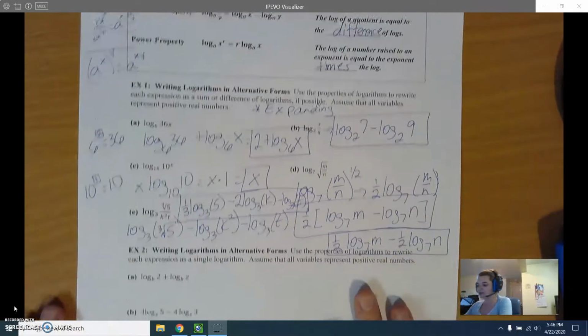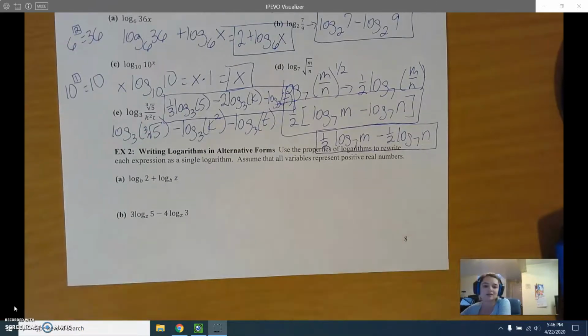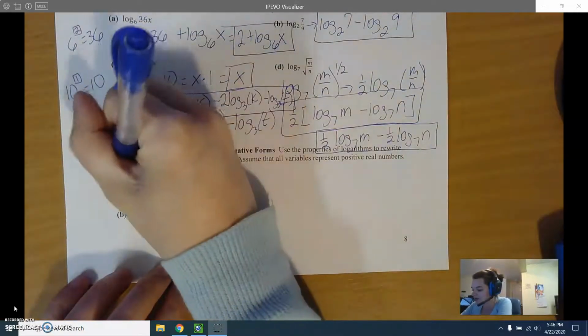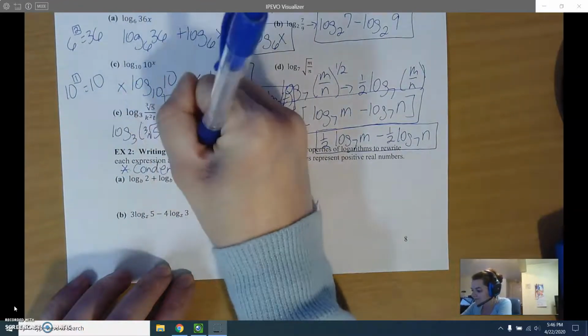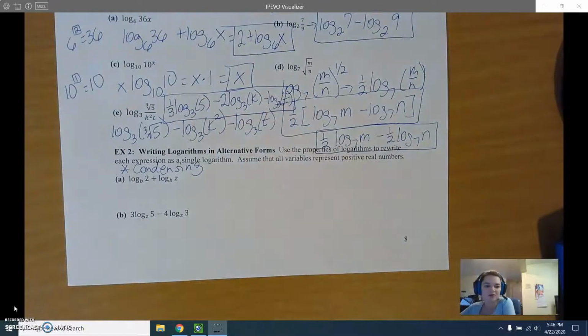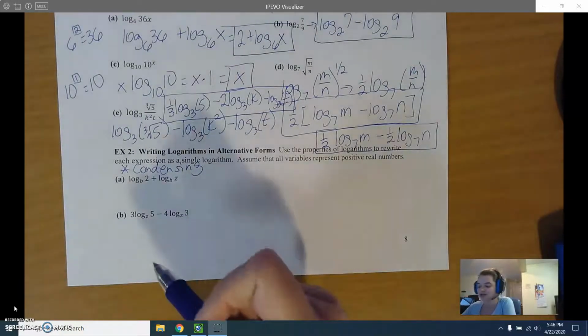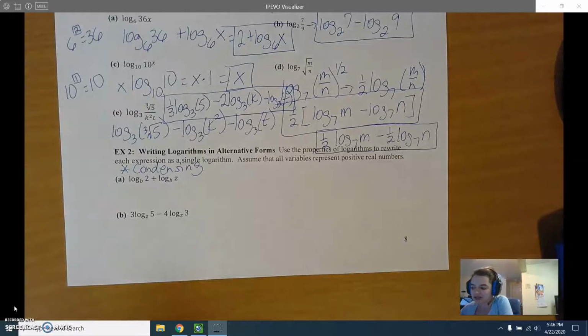Alright, in example 2, what we're going to be doing is exactly the opposite. They start with more than one log, and we're going to condense into one logarithm. So this is called condensing. Okay, so we're going to go from a couple of logs to just one. That's our goal. And of course you can only condense if they are added or subtracted, if you can use the power rule, the quotient rule, or the product rule, and of course they have to have the same base. Okay, so let's go from there.